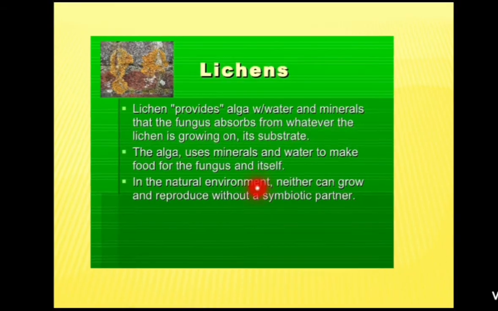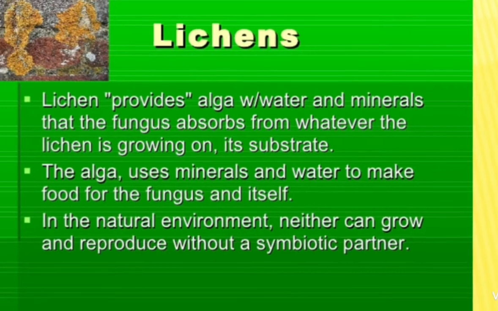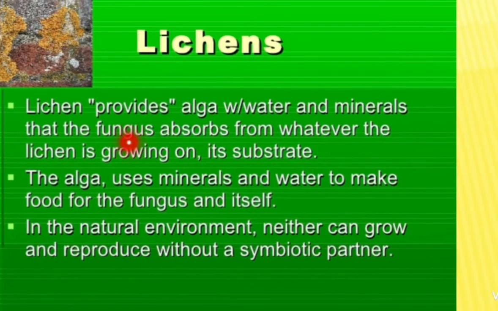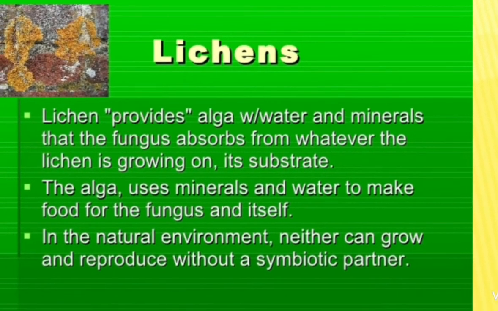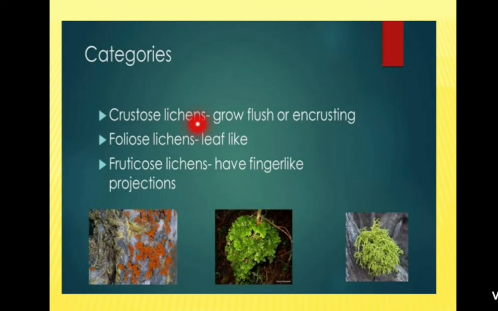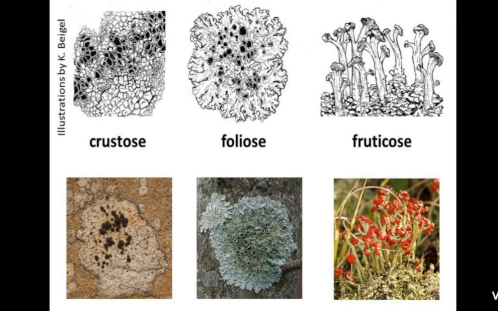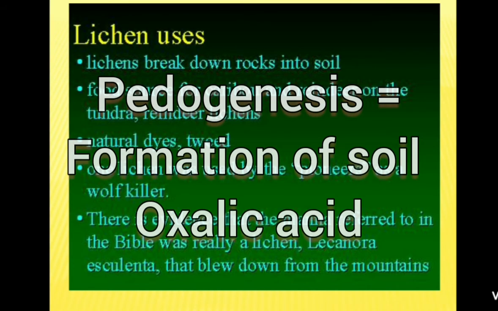Let's see again. Lichen is a symbiotic association between alga and fungi. Fungi provide water, minerals, and also protect the alga or provide shelter to the alga, and in return the alga gives food material to the fungi. Types: 3. Crustose lichen, foliose lichen, leaf-like, and fruticose lichen, with finger-like projections or branched shrubby form. Same diagram.